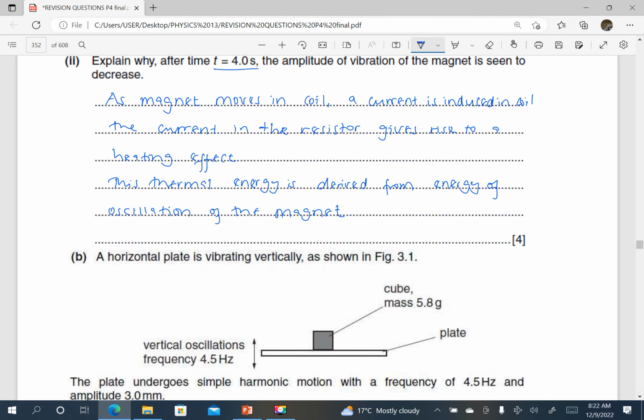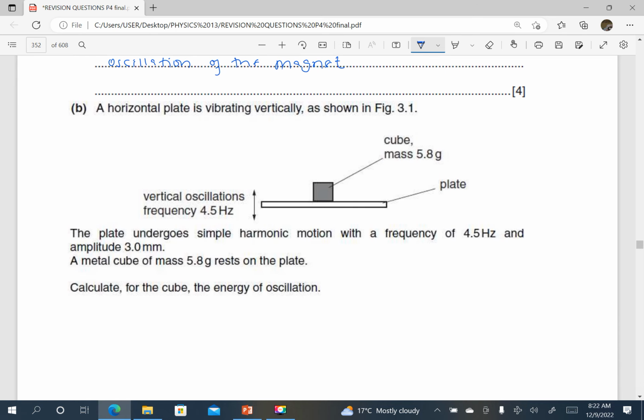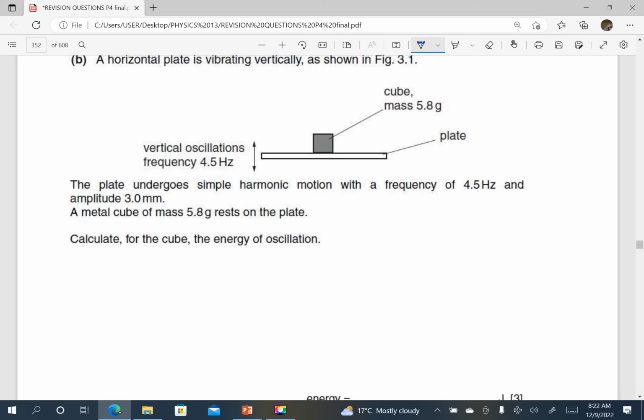A horizontal plate is vibrating vertically as shown in the figure here. So the plate is vibrating up and down, and there is a cube of 5.80 grams resting on the plate. Calculate for the cube the energy of oscillations. Of course, the energy of oscillations of the cube must be the same as the energy of oscillation of the plate, because the frequency of the cube is the same as the frequency of the plate. So since we want just energy, that is total energy.